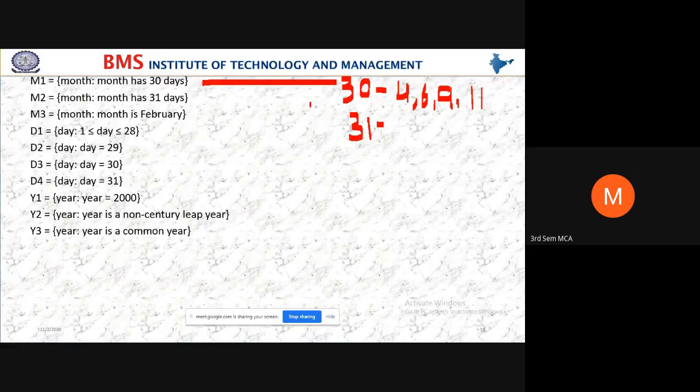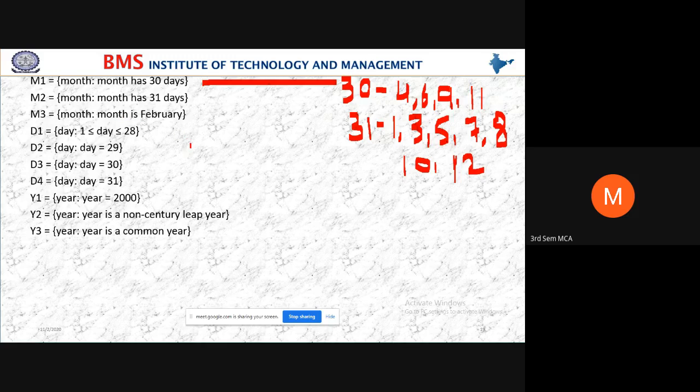The months that have 31 days: 1 is for January, 3 is for March, 5 is for May, 7 is for July, 8 is for August, 10 is for October, 12 is for December.